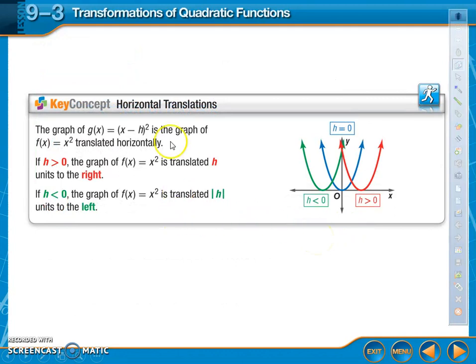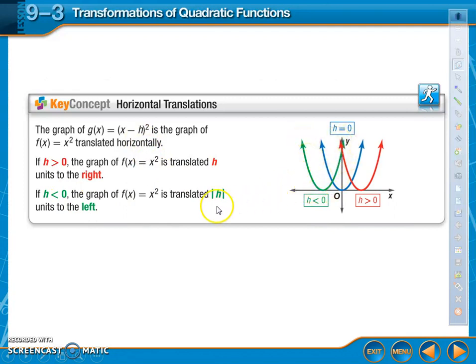To move it horizontally, you have to think about if it was graphed like this. This is a perfect square. Remember, perfect squares are only going to have one solution. So if we start with the parent function, x squared, and we make h greater than 0, it goes to the right however many units h is. You look at the formula right here, and h is the number inside. Now, if it is less than 0, a negative number, it's going to move to the left.